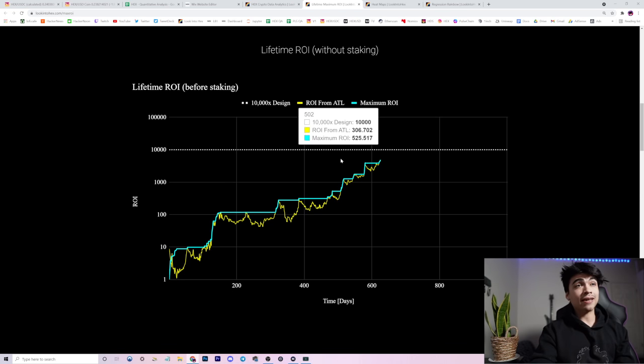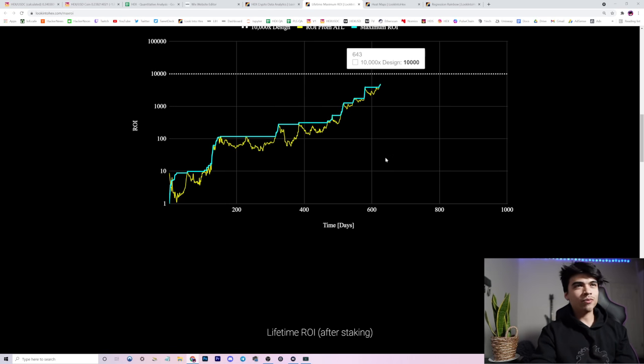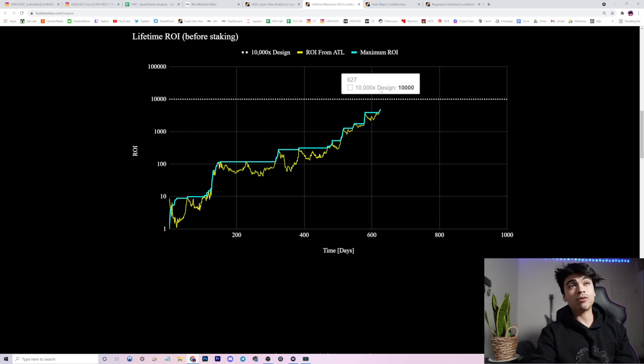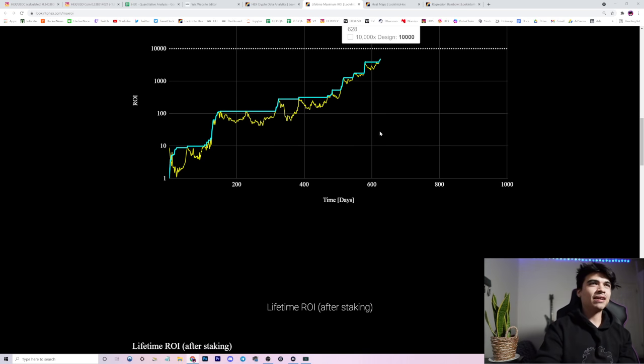So before staking, your max ROI is looking close to 4,729x, which is huge, right? In percentage terms, you multiply that by 100%, and then remove 100%. But yeah, you multiply it by 100% effectively, and that's huge, right? That's looking at something like, quick math here, 473,000% about. Yeah, give or take a few percent.